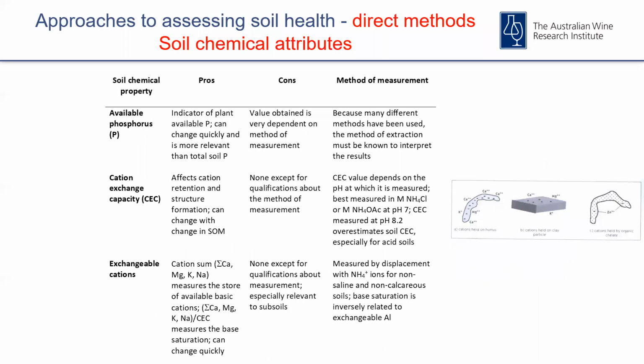Continuing on, looking at available phosphorus. Obviously, some of the pros are it's an indicator of plant available phosphorus and can quickly change and is more evident than total soil P. The negatives, though, are that the values very much depend on the method of measurement. So if you are looking at soil phosphorus, it's really important to make sure that you're comparing numbers from the same method and the units are the same, and I'll touch on that a bit later on.